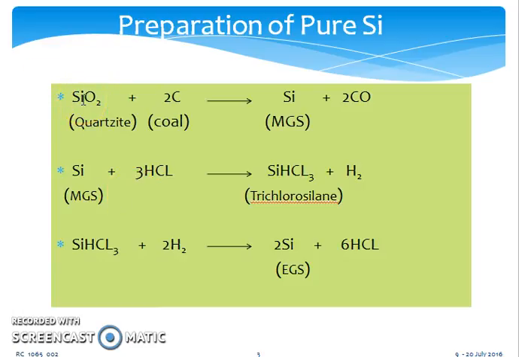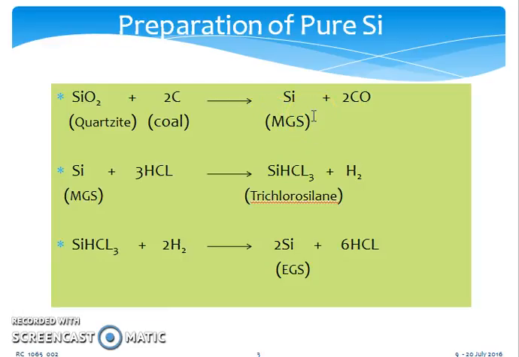Sand is the raw material which has silicon in it. Sand is also called quartzite. Its chemical composition is SiO2. In a furnace at 2000 degrees centigrade, quartzite reacts with carbon to produce silicon. The silicon obtained here has many metallic impurities, mostly iron and aluminium. Hence it is called metallurgical graded silicon.